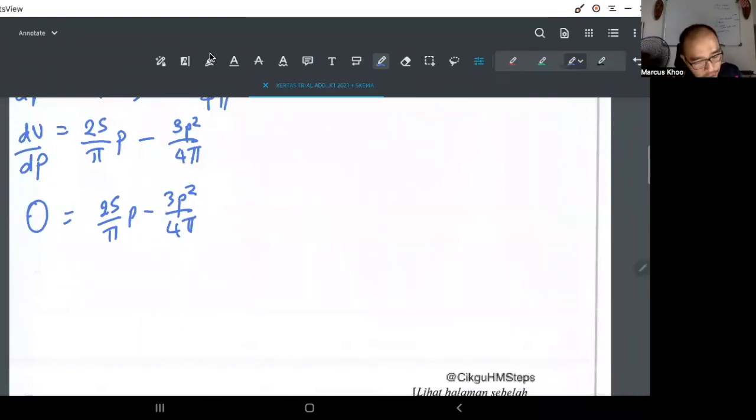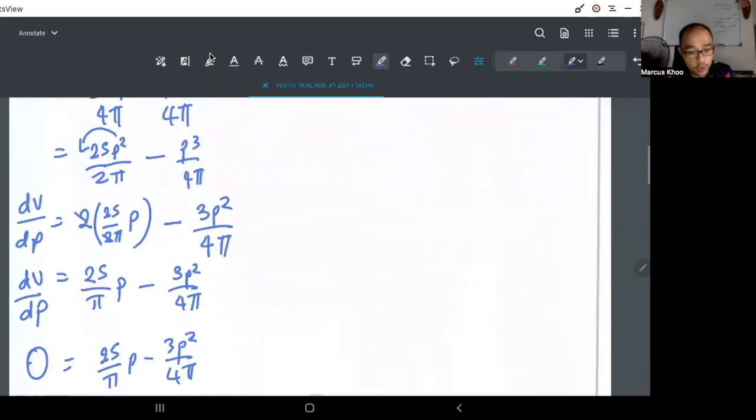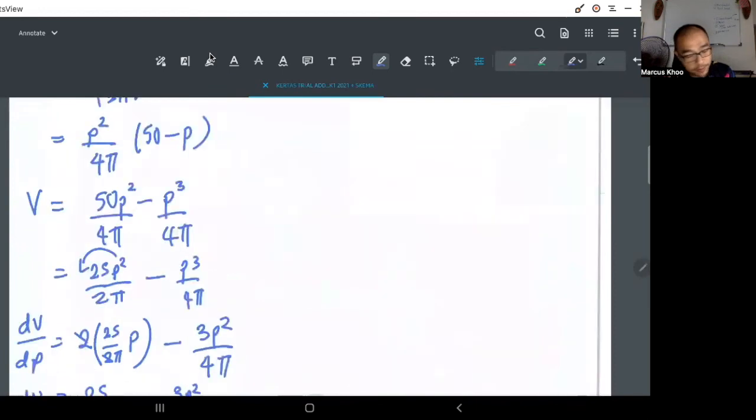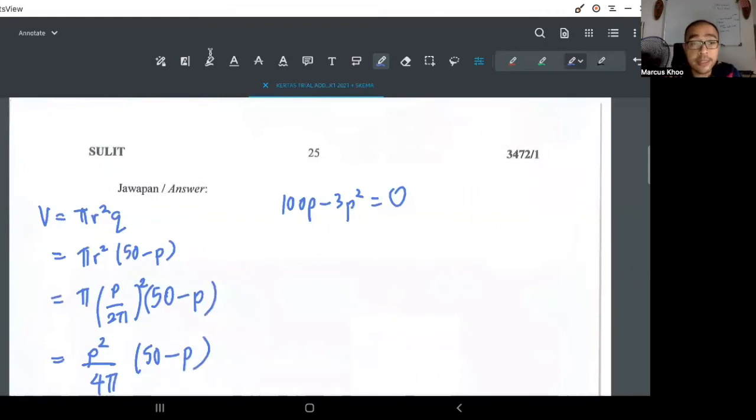Now if I combine this, I will get 100p minus 3p squared over 4 pi. I want to make everything 4 pi, so 25 times 4. Why? So that when I move this up, it will disappear, it will become zero. So I will get 100p minus 3p squared equals 0. And I can factorize this and get my two answers. One will be p equals 0 and the other one will be p equals 100 over 3.